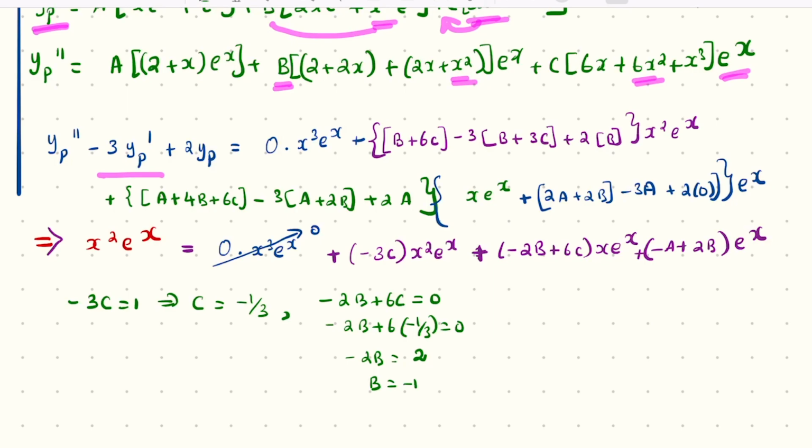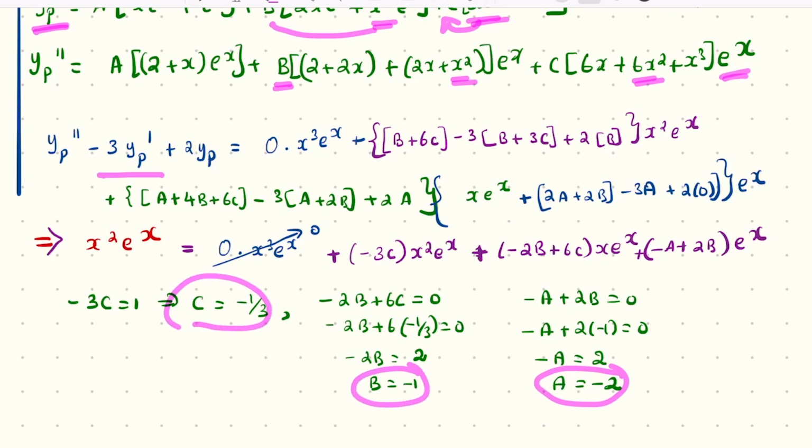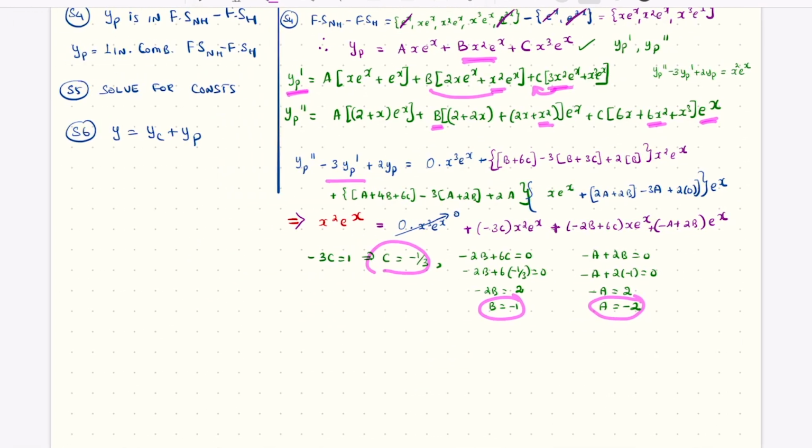The third equation is minus a plus 2b equal to 0. With b equal to negative 1, it's going to be 2 times negative 1, so minus a is equal to positive 2. Therefore, a is equal to negative 2. So that's how we find our a, b, and c.